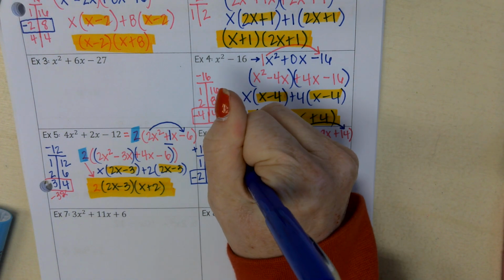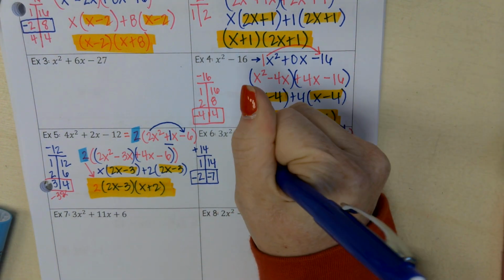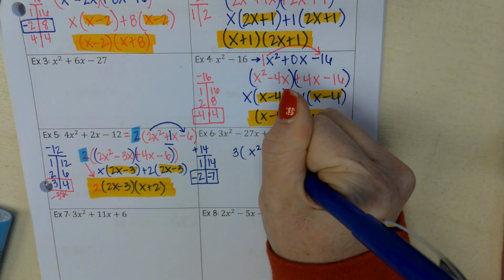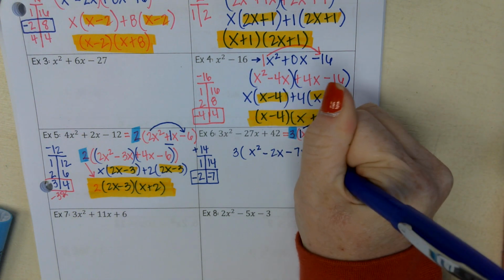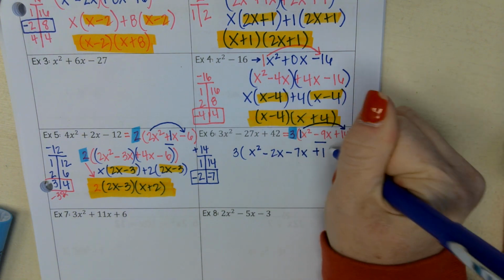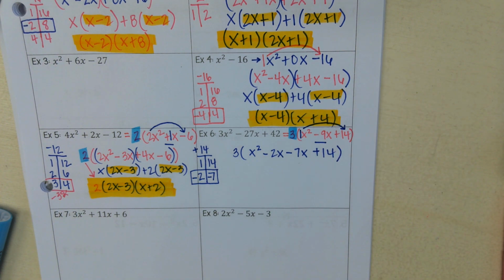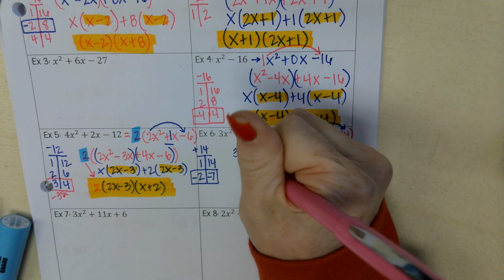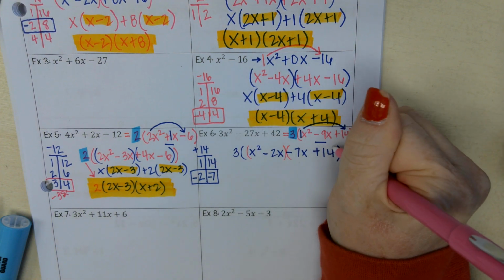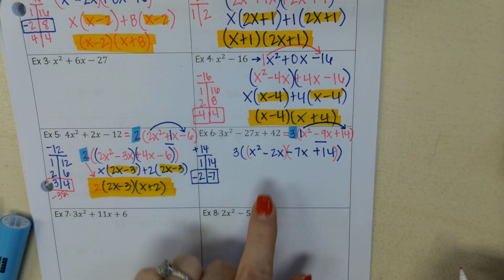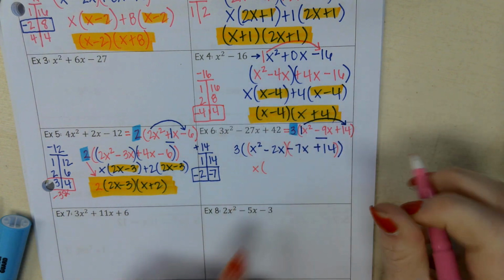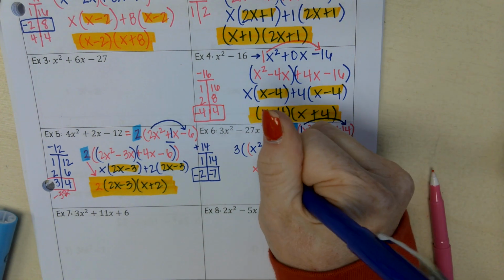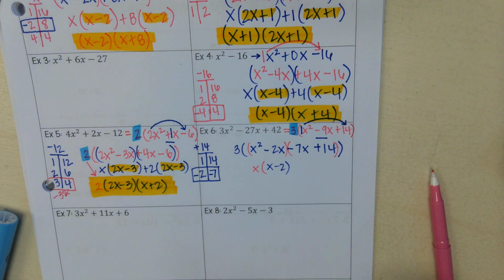Okay, I'm going to carry my 3 down, and then I'm going to split the middle right here. I've got x squared minus 2x minus 7x plus 14. Group the first 2, group the last 2. What can we take out up front? Just an x. That leaves me with an x minus 2 on the inside.